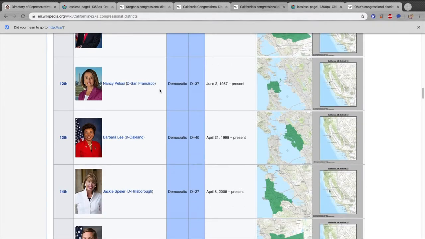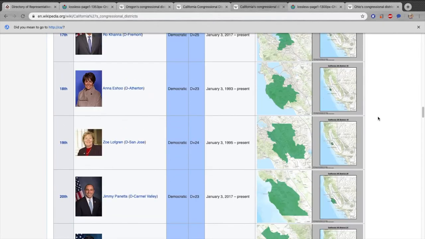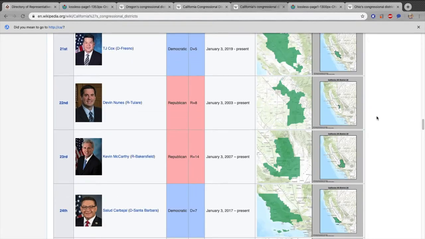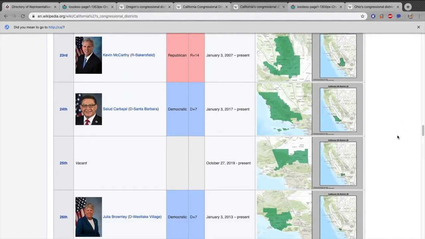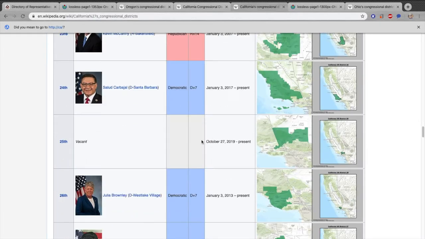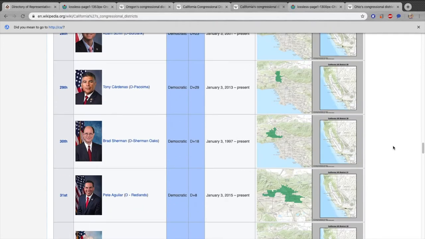And Nancy Pelosi is the Speaker of the House of Representatives. Lots of blue, lots of blue. There's a couple of red. He's actually the Republican leader in the House of Representatives, so they both come from California right now. This guy's been rather controversial. You can ask me about that. The representative from the 25th district just resigned, so they have to have a special election to fill her seat.